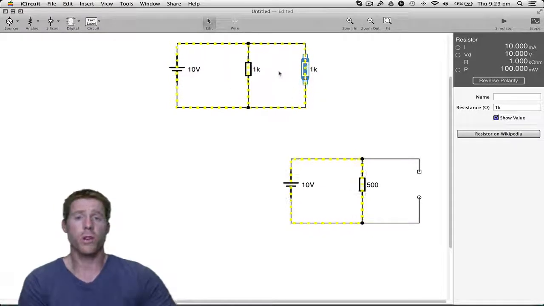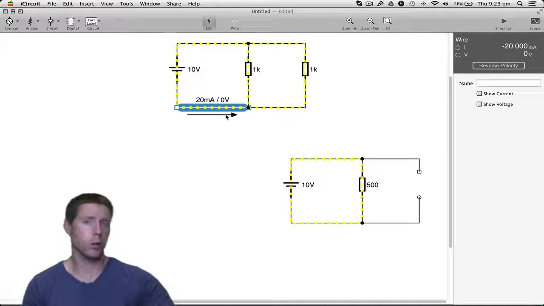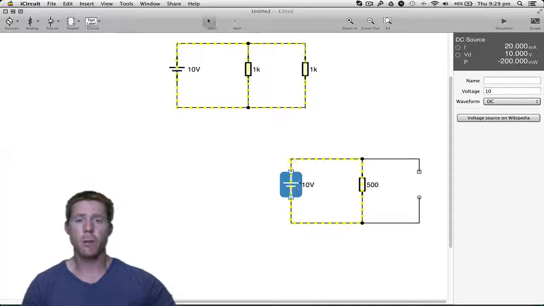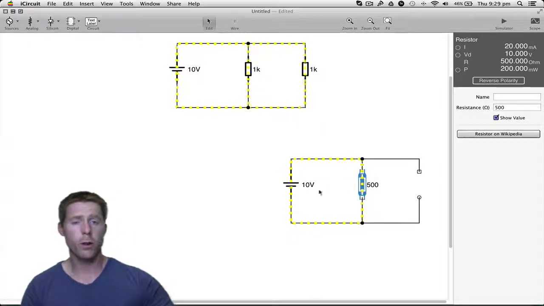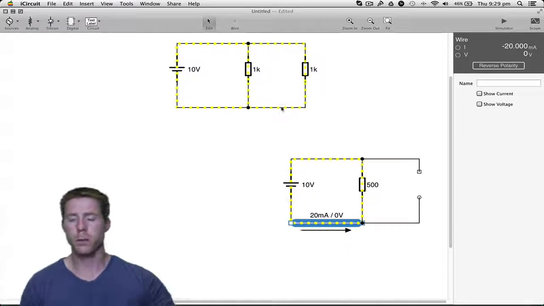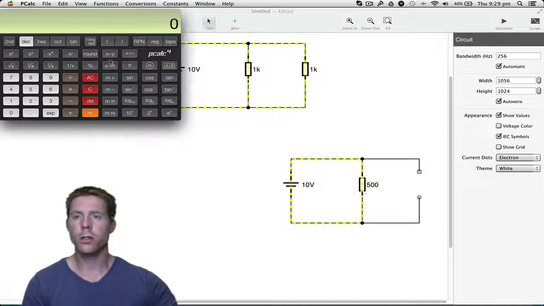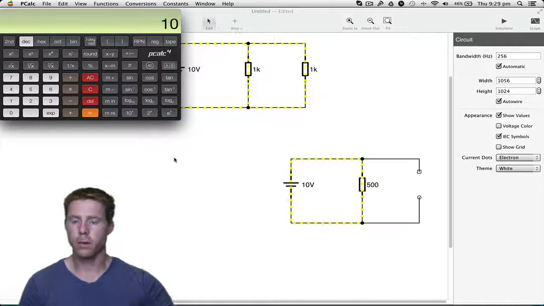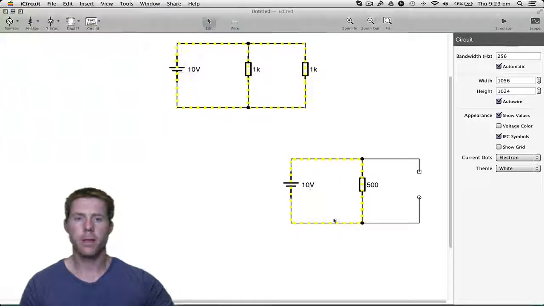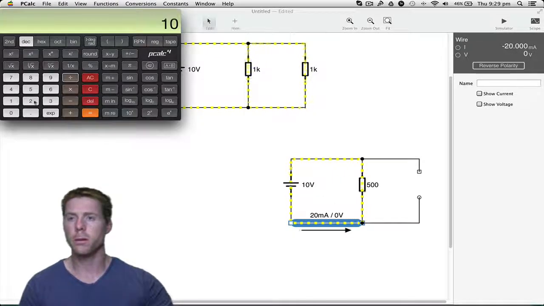He still thinks you've got 500 ohms there because you're getting 20 milliamps. Here's a 10 volt power supply, single 500 ohm resistor, same thing, 20 milliamps. Now lastly, let's do one last calculation to see that this story checks out. 10 volts divided by, how much current have we got? 20 milliamps. 20 exponential, start again, 10 volts divided by 20 milliamps, exponential negative 3.